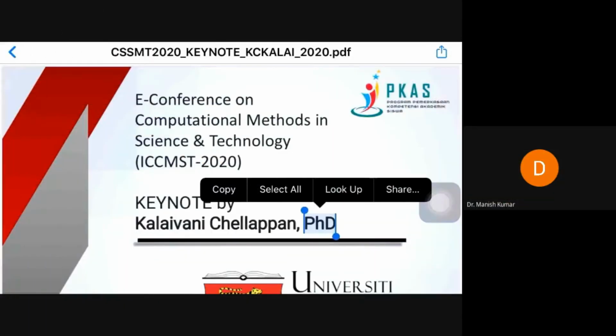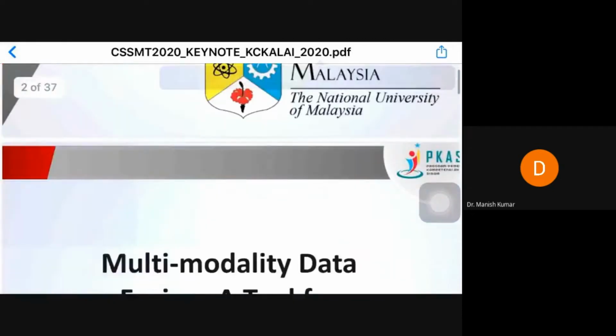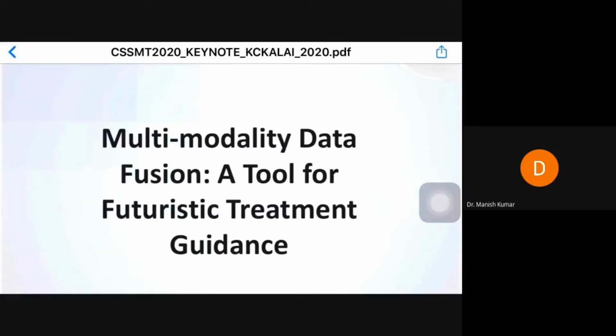Going to have a sharing on multimodality data fusion, a tool for futuristic treatment guidance. This is the topic that I've actually proposed for this session.